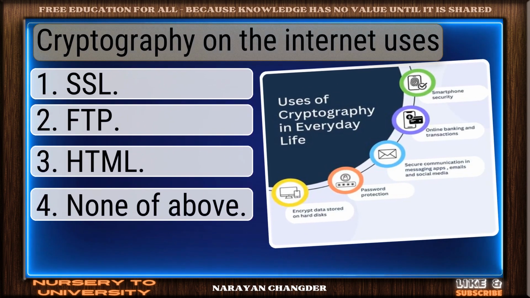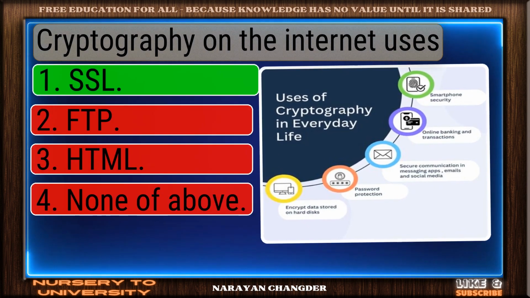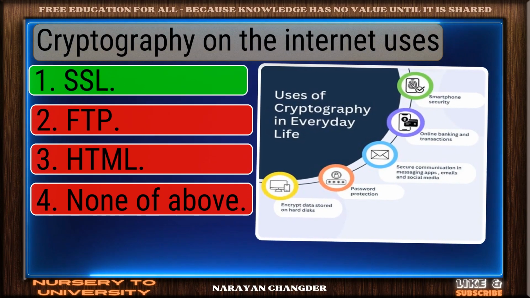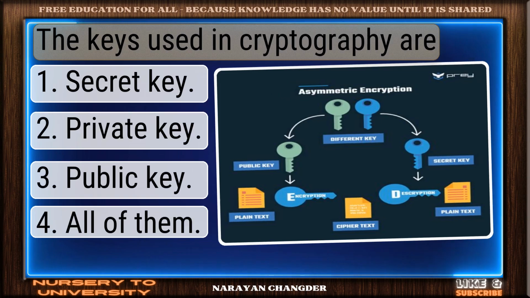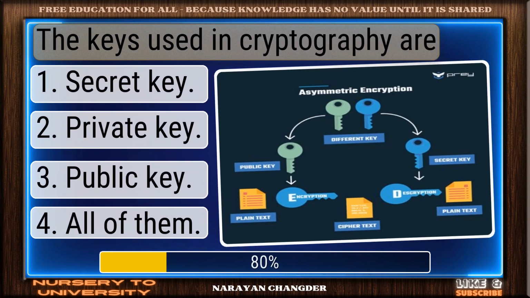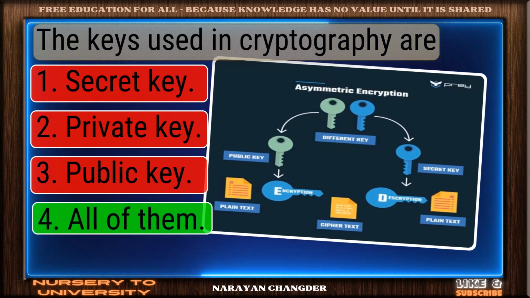Question number 72. Cryptography on the internet uses. Clear logic. Your choice, SSL, is sound and 100% true. Question number 73. The keys used in cryptography are. You got it. Your choice, all of them, is right.